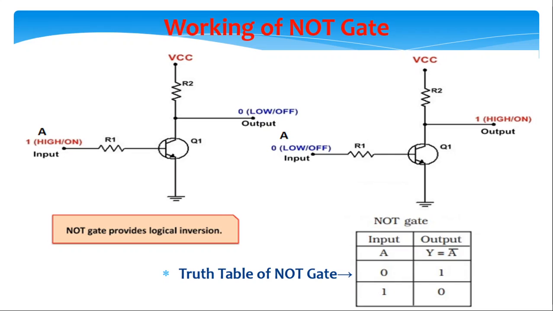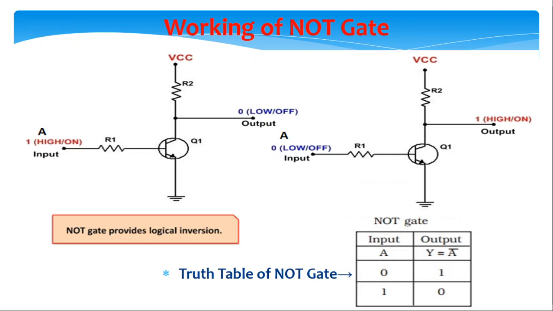Then in figure B, when A is equal to 0, or A equal to 0 volt, or A equal to low, the base of the transistor will become negative. This negative potential causes the transistor to go into cutoff mode and there will be no current through the transistor. That means the collector current IC is equal to 0. The transistor stops conducting and goes off.